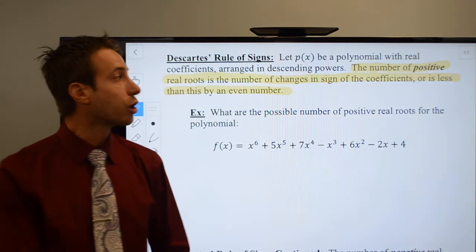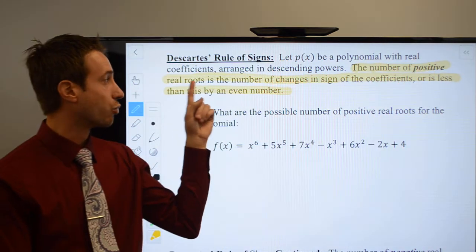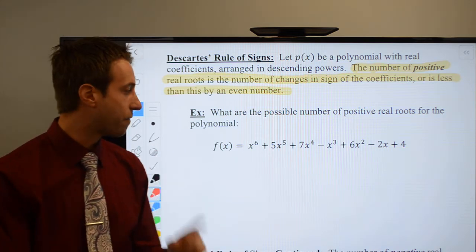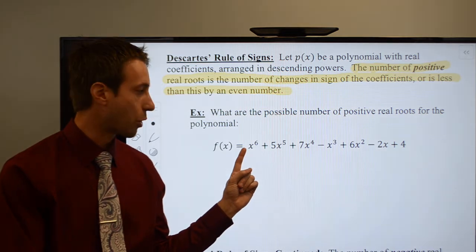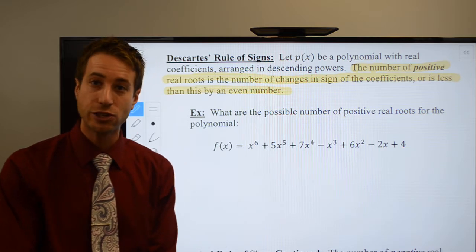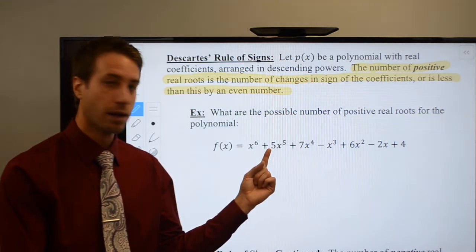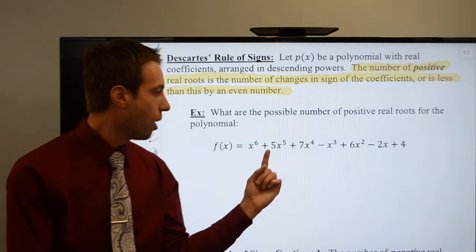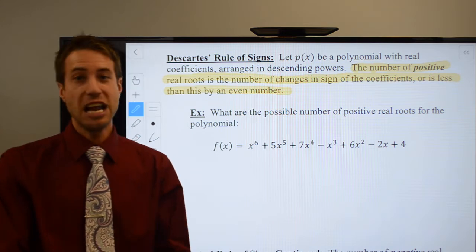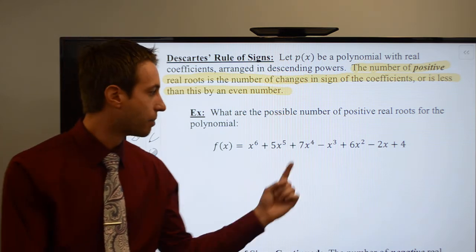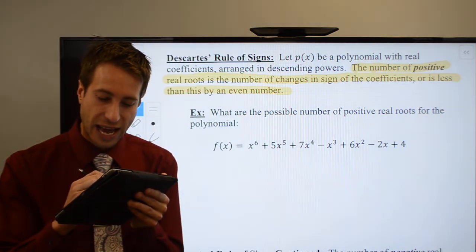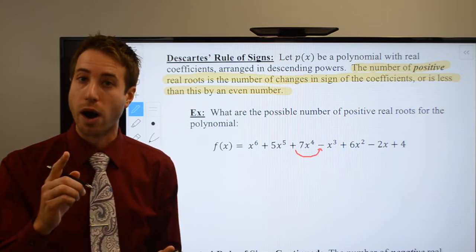We're going to look for the number of positive real roots by counting the number of sign changes in the coefficients. I have a positive 1 as a leading coefficient. My next coefficient is a positive 5. Do I have a sign change? No, because they're both positive. Plus 1, plus 5, no sign change. Then I go positive 5 to a positive 7. No sign change, so that doesn't count. Positive 7 to a negative 1. That is a sign change, and that is going to count as 1 real zero.